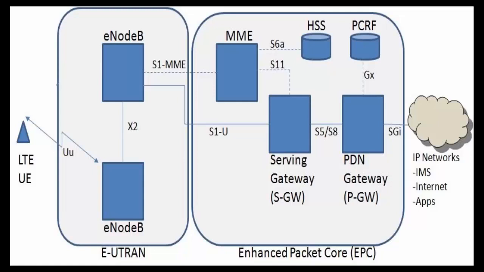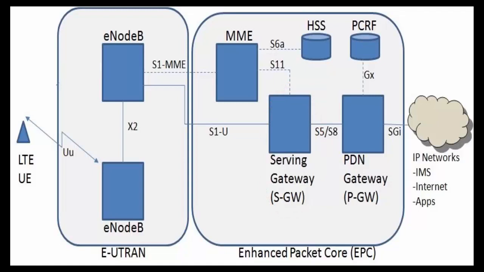eNode B is connected to core network by means of S1 interface. We can divide S1 interface into two parts. First part, S1 MME interface for control plane, and second part, S1U for user plane. eNode B is connected to MME or Mobility Management Entity through S1 MME interface and to SGW or Serving Gateway through S1U interface. MME is responsible for control plane signaling. Serving Gateway is responsible for user plane or actual user data flow.